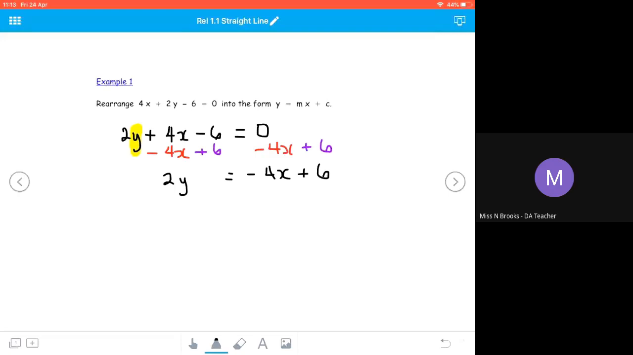Now, I already said at the beginning that I want to isolate y on its own. So I want to divide both sides by 2. And that means I'm dividing everything on the right-hand side by 2. So I'm doing negative 4 divided by 2, and I'm doing 6 divided by 2. So that gives me y equals negative 2x plus 3. And if I wanted to, I could determine that my gradient of this line is the negative 2, and that my y-intercept would be 0, 3.